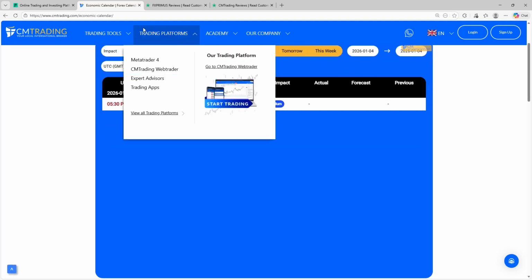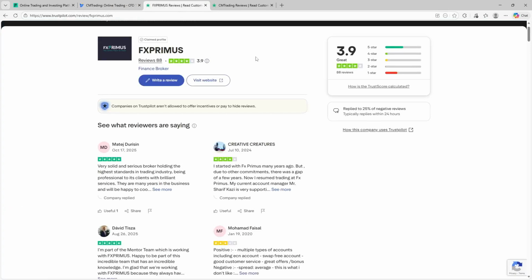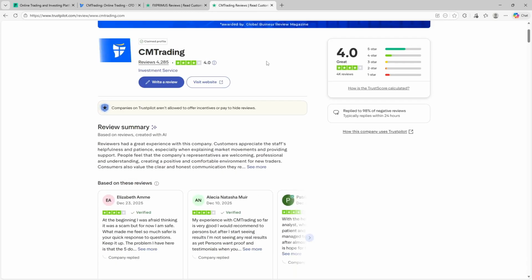Looking at user sentiment, Trustpilot feedback provides important context. FXPrismus holds a Trustpilot rating of 3.9 out of 5, with reviewers frequently praising professionalism, strong customer service, and reliable execution, while some note average spreads and regional promotion limitations. CMTrading holds a Trustpilot rating of 4 out of 5, with many users highlighting helpful staff, educational support, and a welcoming environment, alongside occasional concerns about high investment requirements and proof of performance expectations.